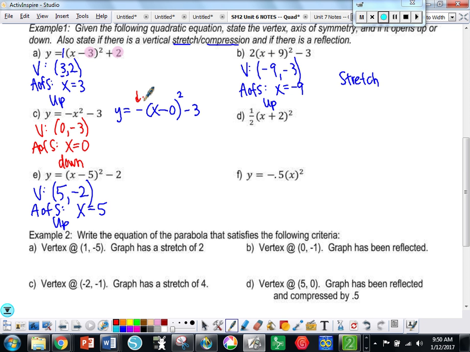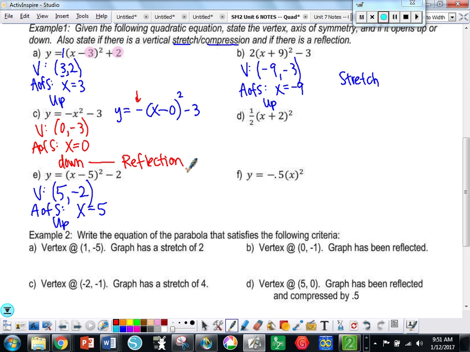It's been reflected. So down and reflected will happen at the same time. If I ever say that it's opening down, I will also say that it's being reflected. Likewise, if it's reflected, that means it's opening down. Is there a stretch on this one? No. So that is my final answer. If you answer it out loud, you get 2 points. Everybody else gets 1 for the whole problem.